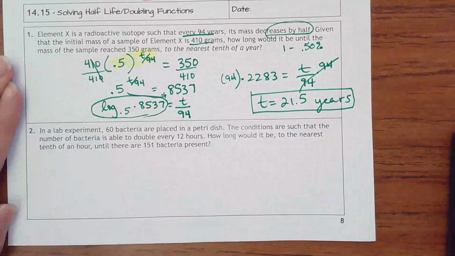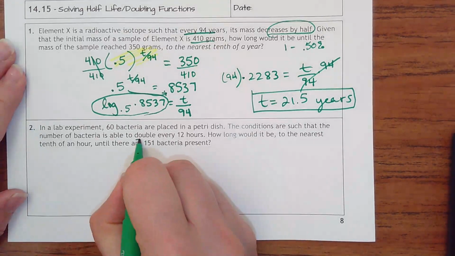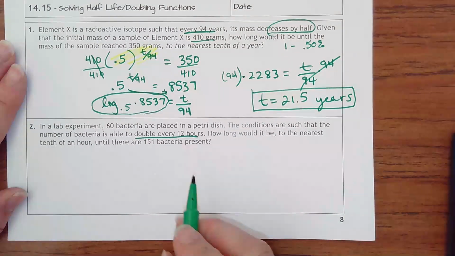All right, number 2, we got a lab experiment. 60 bacteria are placed in a petri dish. The conditions are such that the number of bacteria is able to double every 12 hours. How long would it be, to the nearest tenth of an hour, until there are 151 bacteria present?